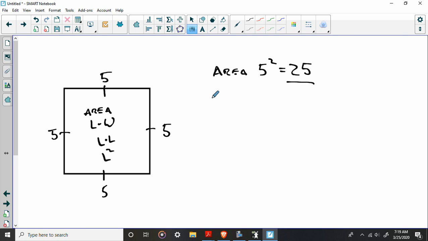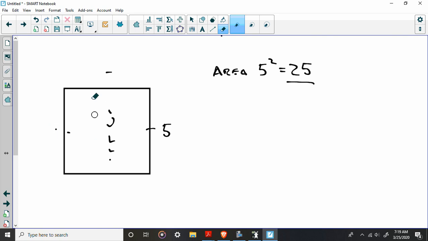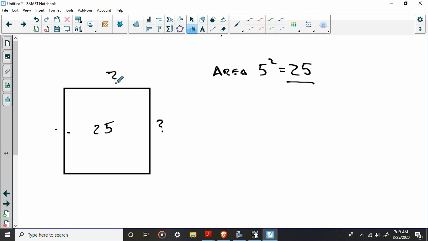What it means is if we wanted to reverse this process, right? So what if they didn't give us that? What if they said, all right, we're giving you a square, and the area of the square is 25. How long is each side? How do you find the sides? Most of you should know the answer to that, and that is we take what's called the square root.